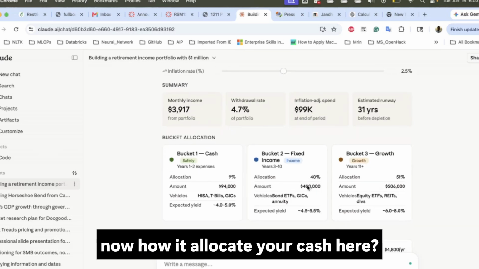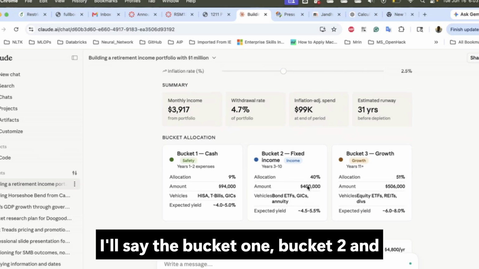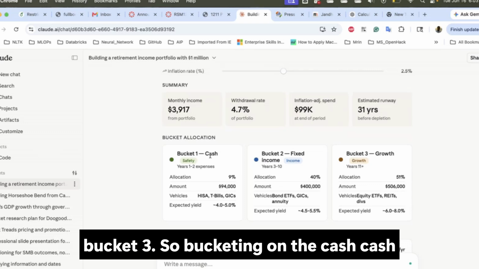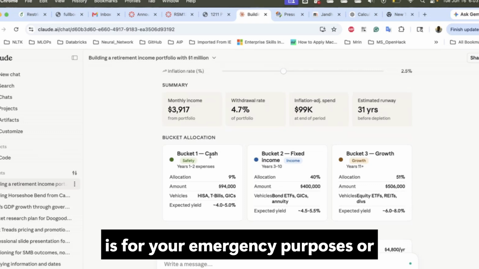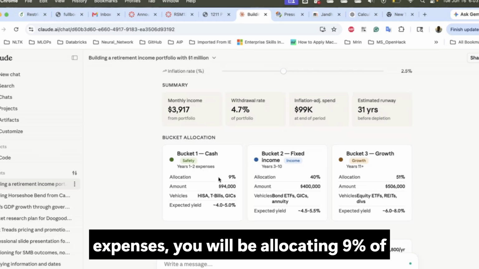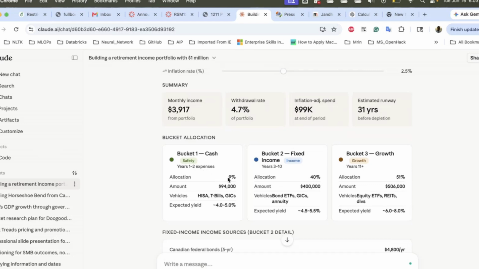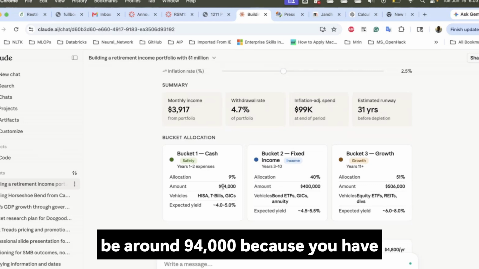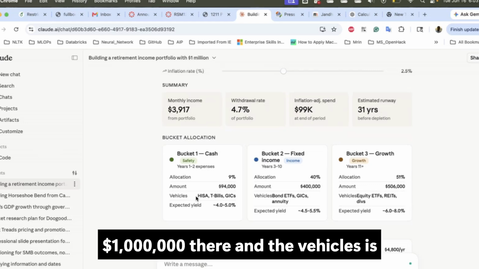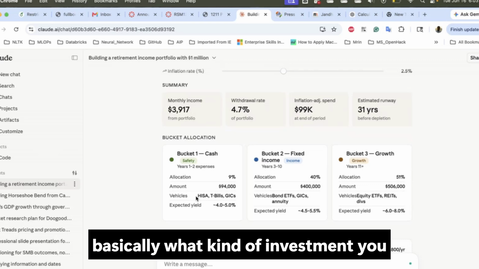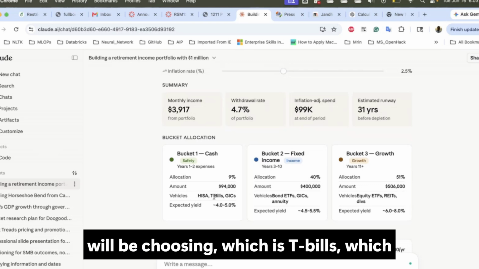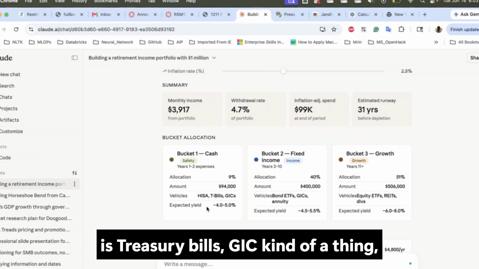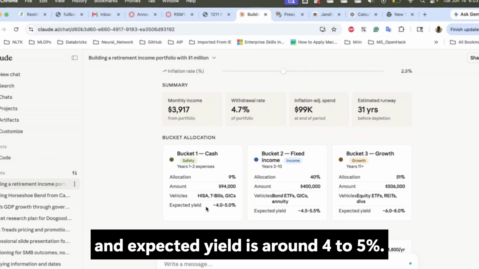Now, how does it allocate your cash? I'll call them bucket one, bucket two, and bucket three. Bucket one is cash. Cash is for your emergency purposes, or 1 to 2 years of expenses. You will allocate 9% of your total portfolio to it, which is around $94,000 because you have $1 million. The vehicles are the kind of investment you will choose, like T-bills, which are treasury bills, or GICs, and the expected yield is around 4 to 5%.